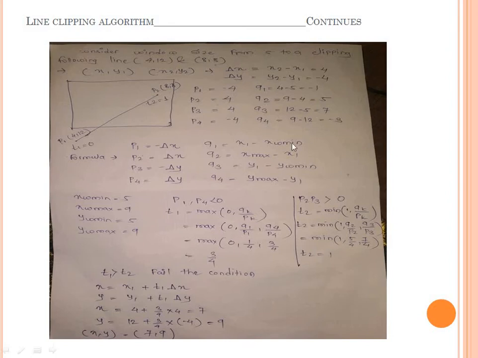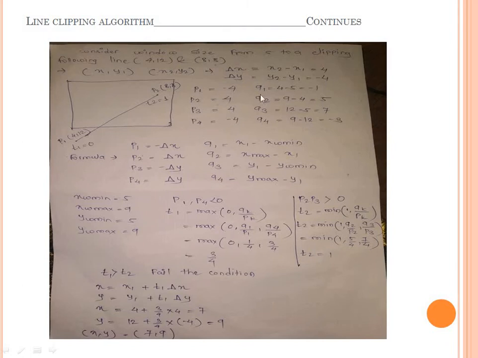Okay, by using these equations, P1 is equal to minus delta x. The delta x value is 4, so P1 is equal to minus 4. Then P2 is equal to delta x, that is, P2 is equal to 4. Then P3 is equal to minus delta y. The delta y value is minus 4, so minus into minus is plus, that is, P3 is equal to 4. Then P4 is equal to delta y, so P4 is equal to minus 4.